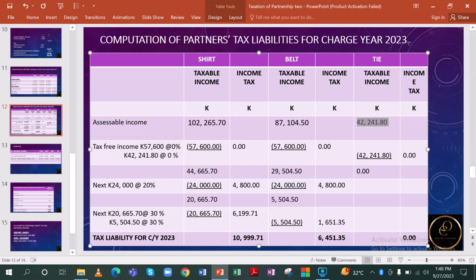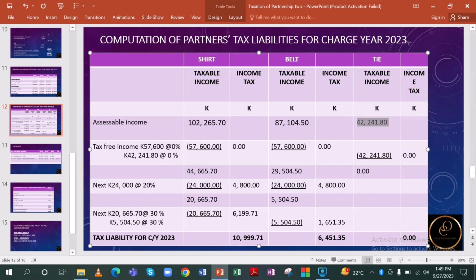So we continue to the next layer of income. Having removed 57,600 from 102,265 kwacha 7 ngwe under Shed, we remain with 44,665 kwacha 7 ngwe. We have to tax the next layer, the maximum of 24,000 at 20%. So we remove 24,000, which is the next layer of income, taxed at 20%. We get 4,800 kwacha as income tax. So that leaves us with 20,665 kwacha 7 ngwe for Shed.